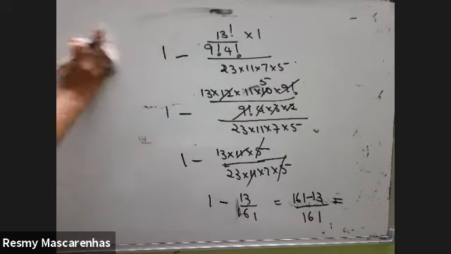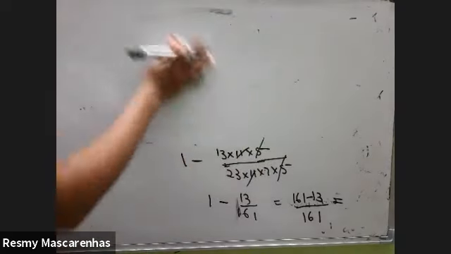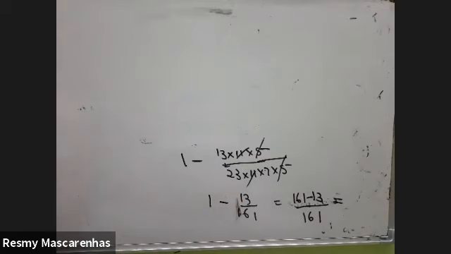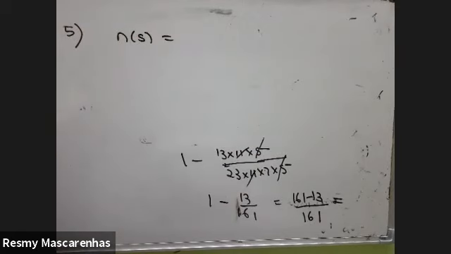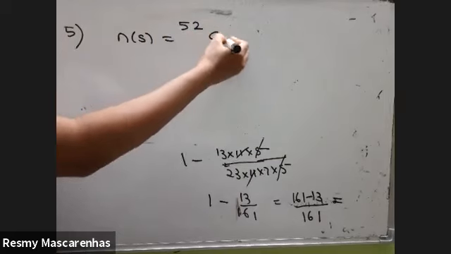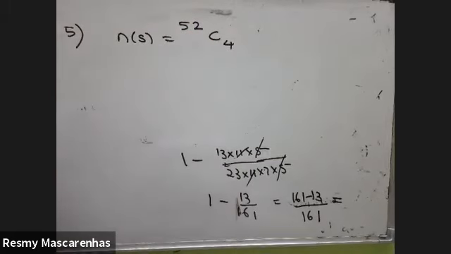And the fifth one, on page number 5: 4 cards are drawn from a pack of 52 cards, and then the conditions are there. So first we will find the sample space. Straight away, 4 cards are drawn from 52 cards, so 52C4 will be the sample space.